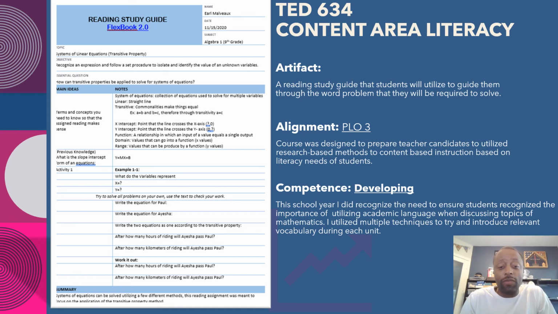The competence for this one is developing. Like I said, I did utilize some different techniques. I ensured the students used academic language when we went through. One of the examples is the abbreviation for sine and cosine, as sine is sin, and they wanted to say sin and cos. I'm like, no, no, no, that's sine, that's cosine, and we made jokes out of it, but we ensured that was something that they understood as they went through.